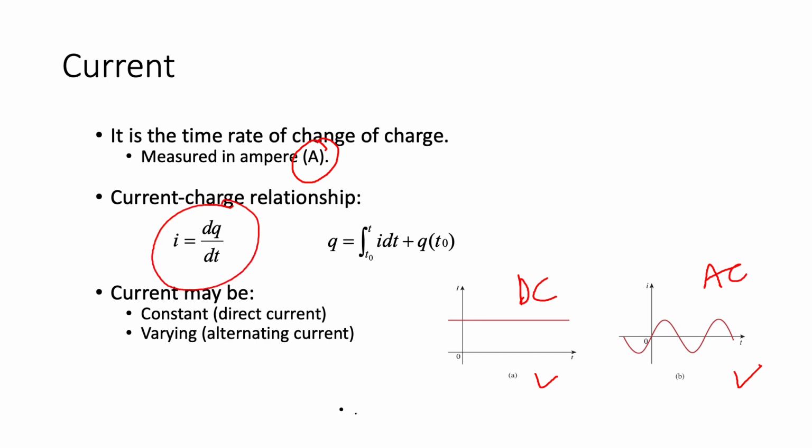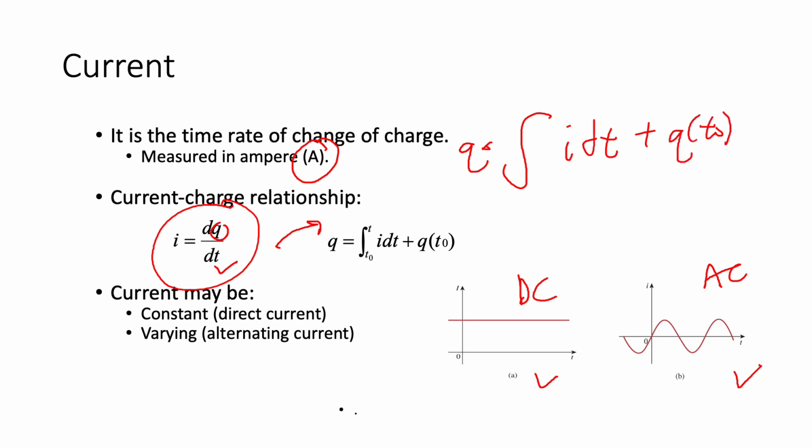How you calculate the current is the movement of the charge over the time, dq over dt. Now you can inverse the equation here. To find the q, you are going to integrate I dt plus the initial condition, from the initial time to a certain time. So you integrate the equation of the current to get the charge.